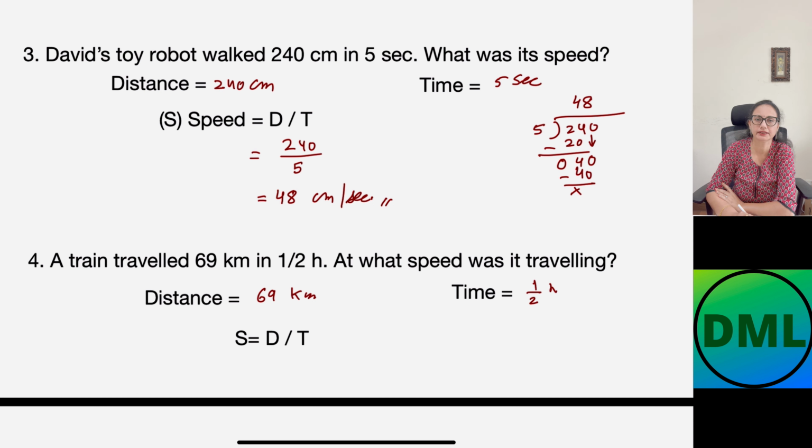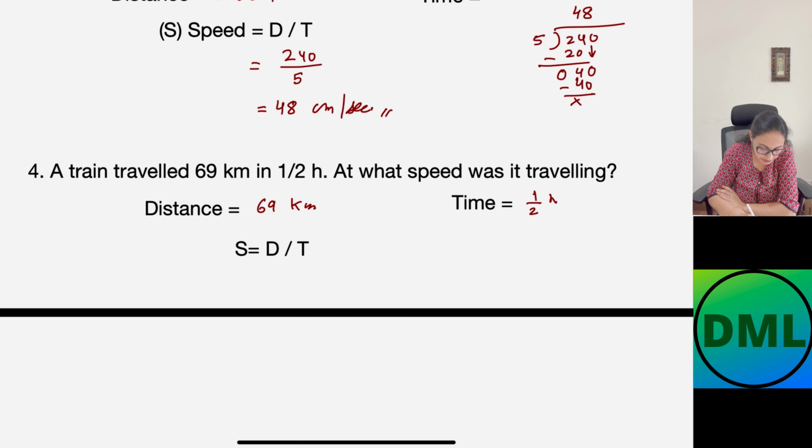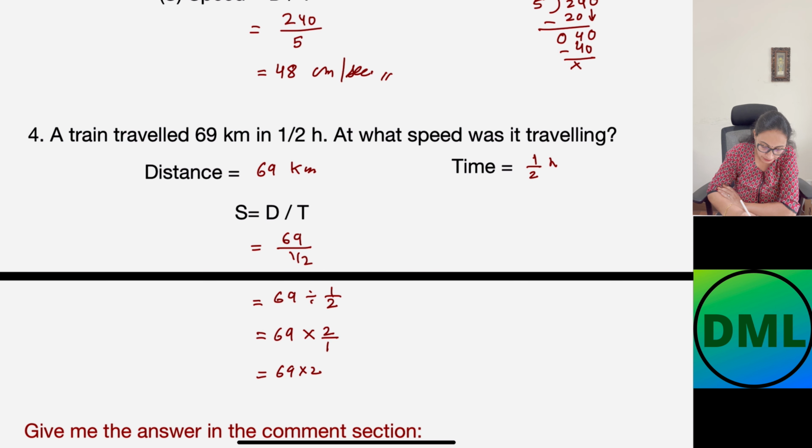I need to calculate the speed. Speed is distance over time. Let's write all the values here. This will be written as 69 over time is half. How do I calculate that? This will be written as 69 divided by half. If I have to convert this division sign into multiplication sign, I need to flip the fraction here. Let's write down here. It will be written as 69 times 2 over 1. My answer will be 69 times 2. If you multiply that, your answer will be equal to 138.